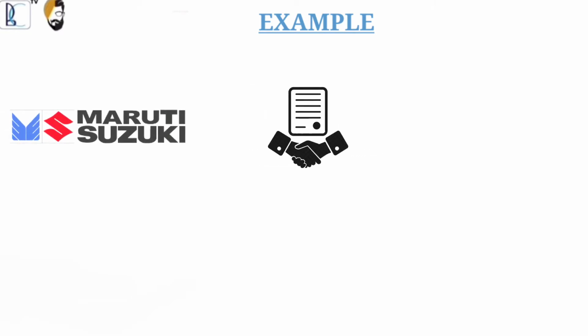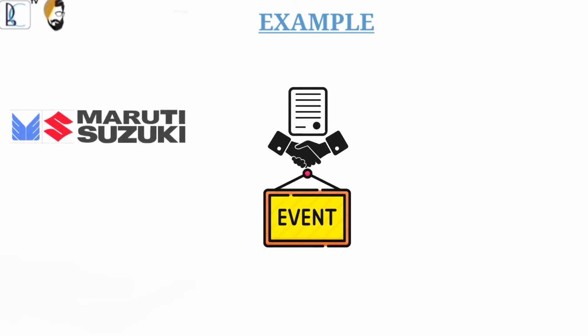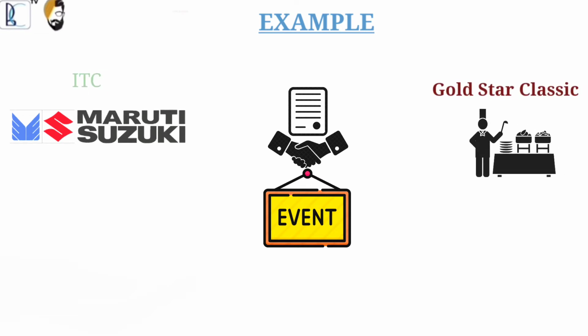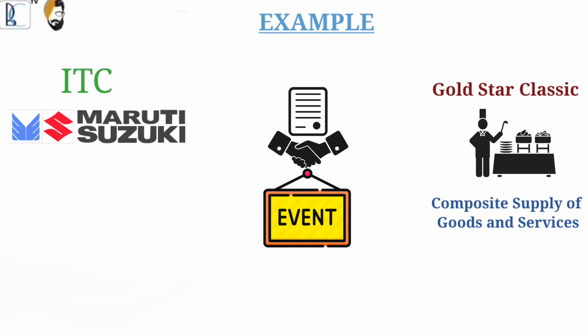Example: Maruti Suzuki enters into an agreement for organizing an event for its distributors, along with catering with Gold Star Classic. ITC is available to Maruti Suzuki, as Gold Star is giving a composite supply of goods and services.